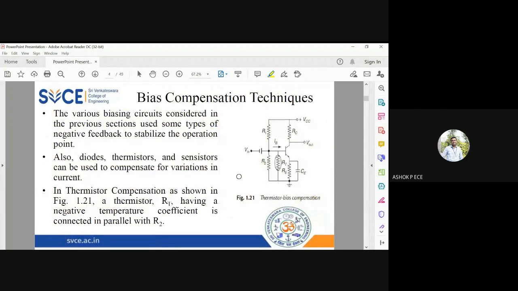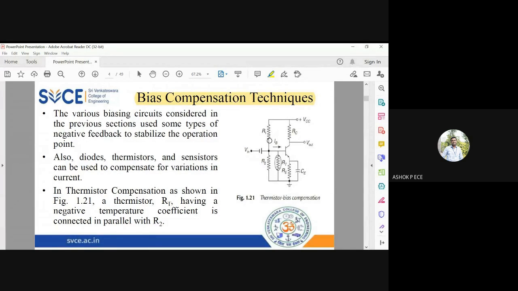So the next topic is bias compensation techniques. Okay, so this is another small topic under biasing. Here we are going to see how we can use other special devices to compensate for variation in the collector current. We have already designed the biasing circuit and it is going to provide very good stability for your circuit.